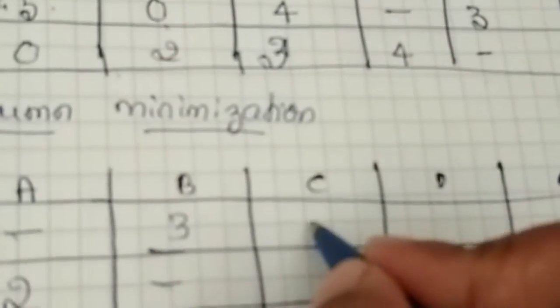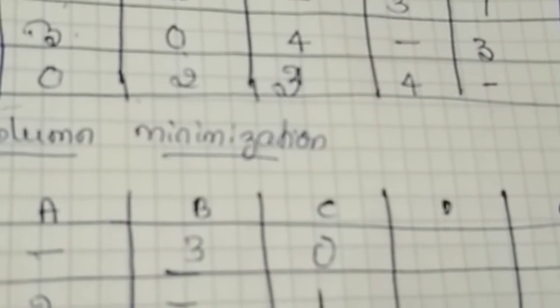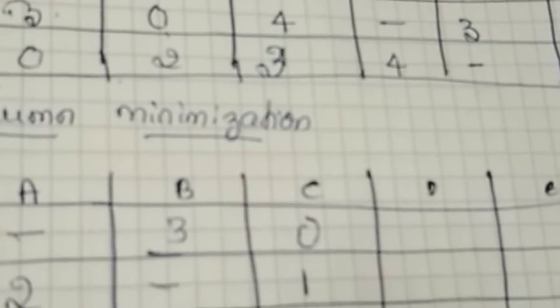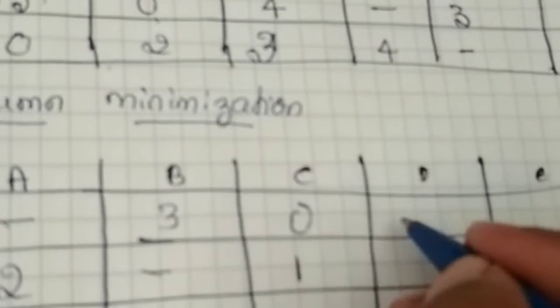For C, there is a change, right? So 2 is the minimum value. 2 minus 2 becomes 0. 3 minus 2 becomes 1. This is null. 4 minus 2 is 2. And 3 minus 2 is 1. So for D, the minimum value is 0, hence there is no change and you can write it as it is. And for E, the minimum value is 0, hence there is no change and you can write it as it is.